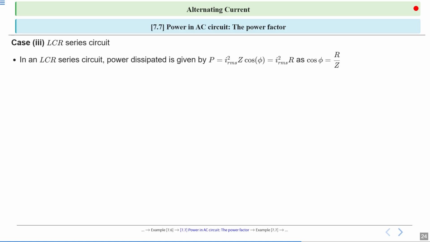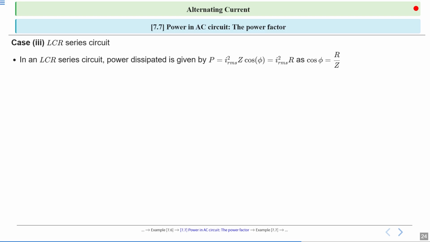Okay, now case 3. In the case of an LCR circuit, power dissipated is given as IRMS square Z cos phi. So IRMS square Z cos phi can be written as IRMS square R, as cos phi equal to R by Z. How is cos phi equal to R by Z?